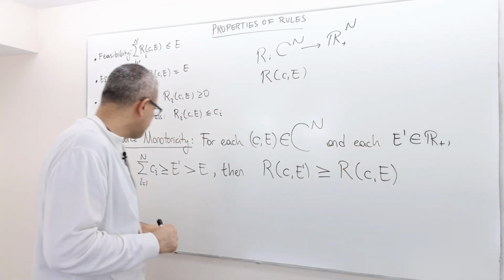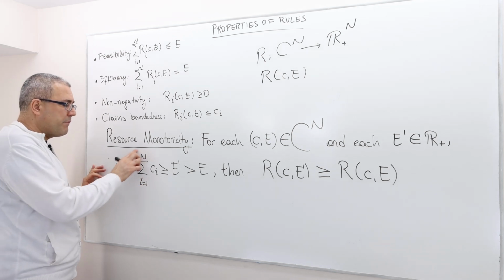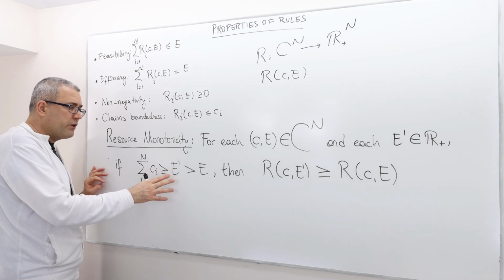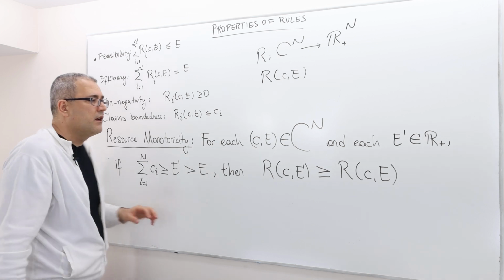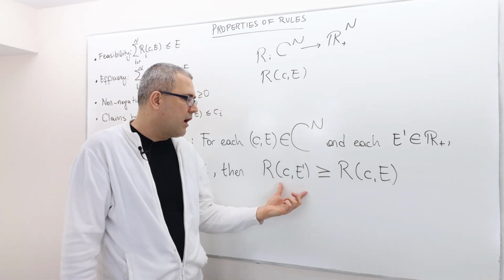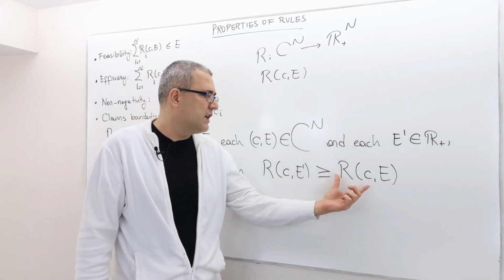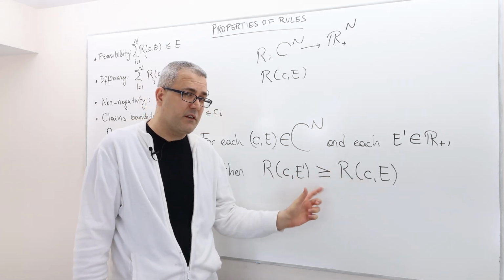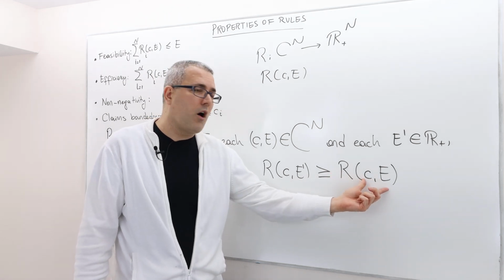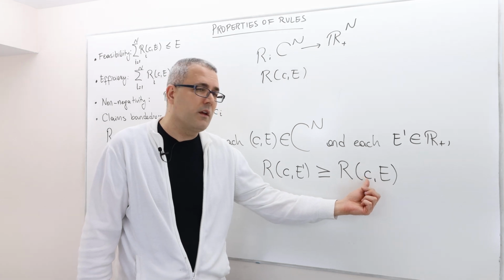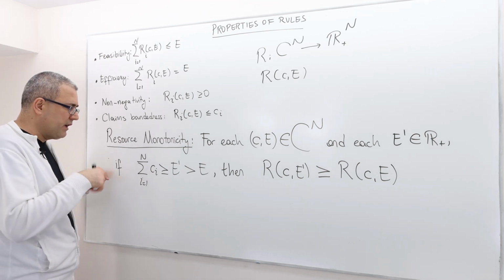So formally, for any claims problem (C, E), and for any real non-negative number E', I have an if-then statement. If the summation of the claims is greater than or equal to E', which is strictly higher than E, then the reward vector for the claims problem (C, E') is at least as high as the reward vector, these are vectors, don't forget, of the claims problem (C, E). Okay, so let me go back to this if-then statement and read again.